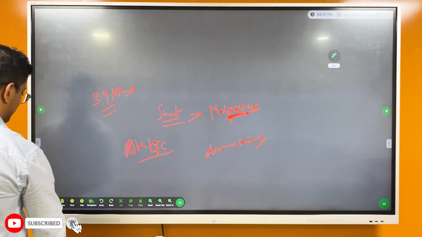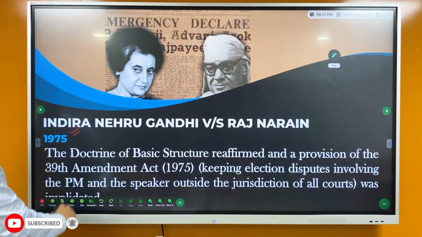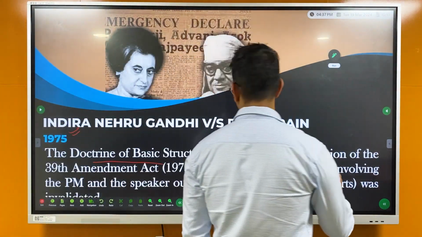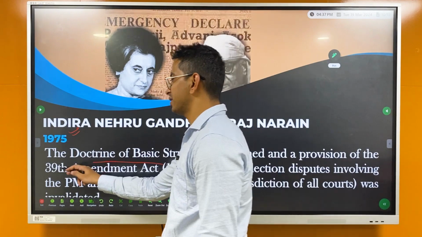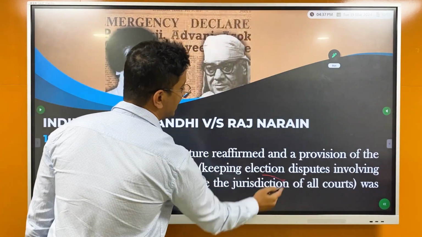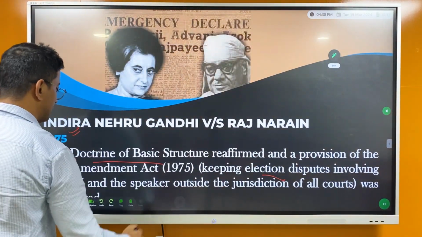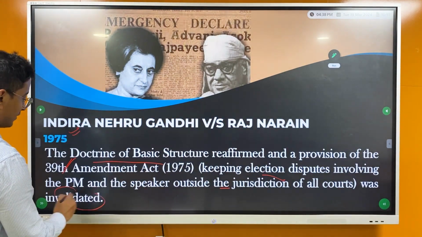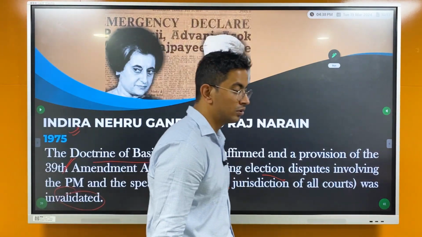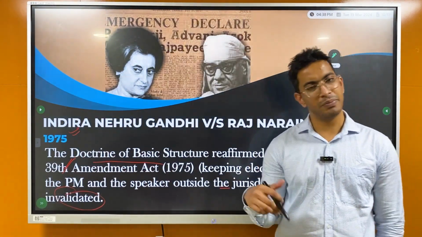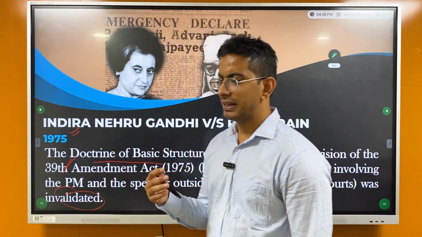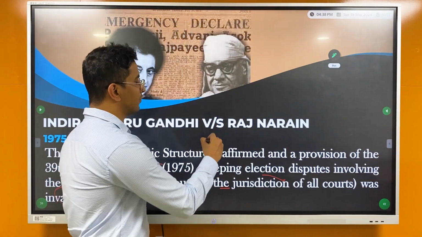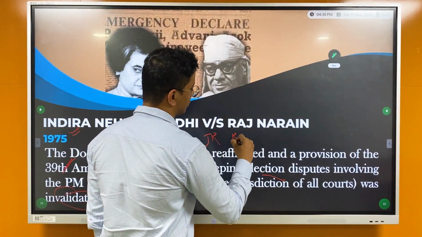So in this case, Supreme Court again said that the doctrine of basic structure reaffirmed and the provision of 39th Amendment Act. What was it? Keeping the election dispute involving the Prime Minister and the Speaker outside the jurisdiction of court was invalidated. So again, they struck down this clause. But there were many other clauses. There were total 5 clauses. They upheld the 4 clauses, but this clause was struck down. And they said that judicial review is a basic structure.